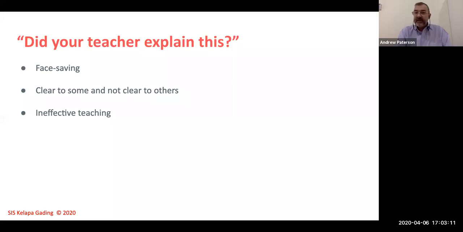Finally, it could be ineffective teaching. And maybe for whatever reason, the teacher wasn't able to deliver the content very effectively, and most of the class didn't really understand. And the teacher will find out about that during the assessment and will then reteach in some kind of way to make it more effective. So any of those or a combination of those might be a reason why your child says to you, I wasn't taught this material.